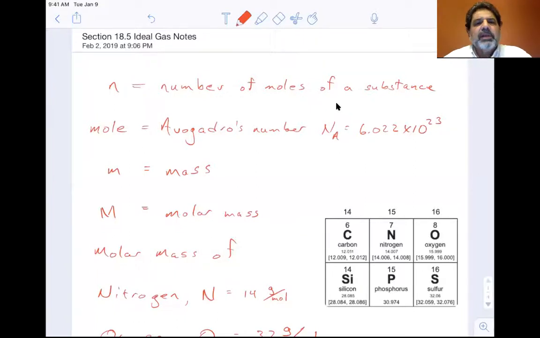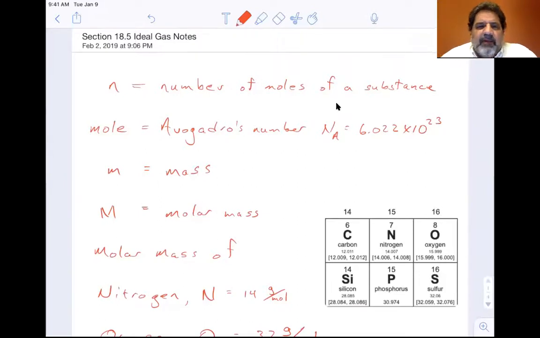So these are some of the parameters that we're going to be using as we discuss this. And we're going to start with the lowercase n. n is the number of moles of a substance. Well, what's a mole? A mole is Avogadro's number. N subscript A is 6.022 times 10 to the 23. 10 to the 23 what? Well, 10 to the 23 anything.